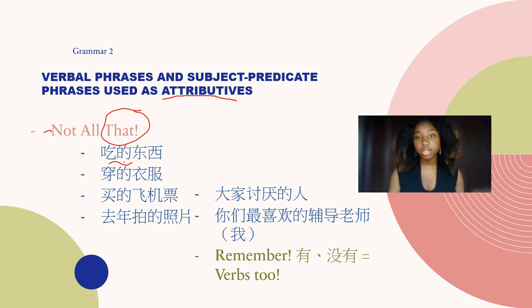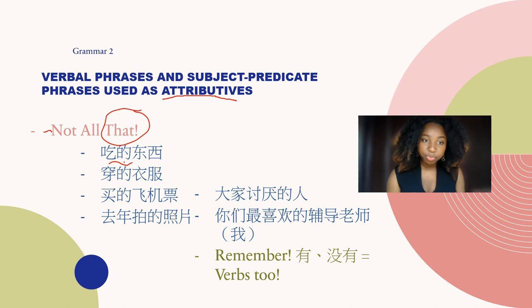Same thing here. 穿的衣服, to wear. Clothes that are worn. The clothes you wear. And in Chinese, because so many things are based on context, this can mean a host of things depending on where it is in the sentence. So the subject is not in it here, but you get the idea. 穿的衣服。那第三个呢？买的飞机票。飞机票 is the main thing.